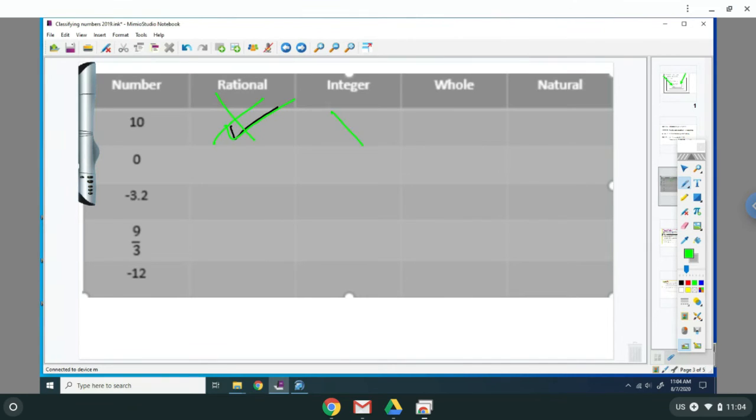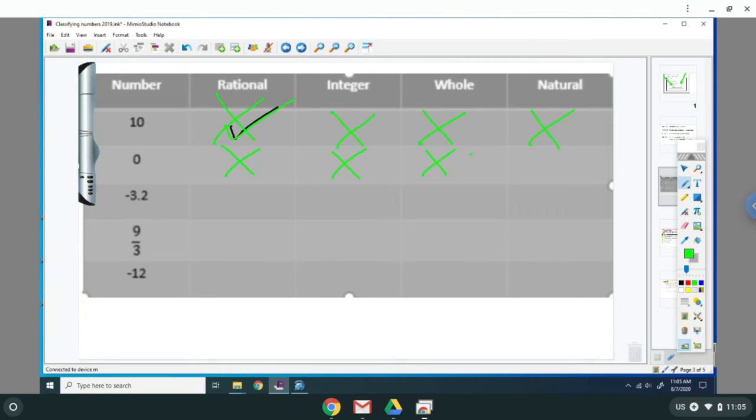10 is an integer because it doesn't have a fraction nor decimal. 10 is a whole number because it's not negative. And 10 is also natural because it's not 0. Okay, let's try 0. 0 is rational. 0 is an integer because it's not a fraction or decimal. 0 is whole because it's not negative. But 0 is not natural because you cannot count 0.